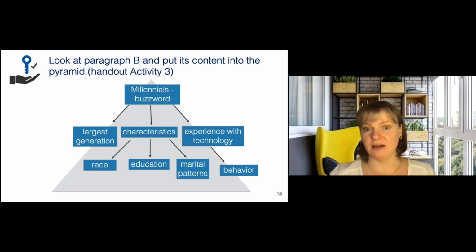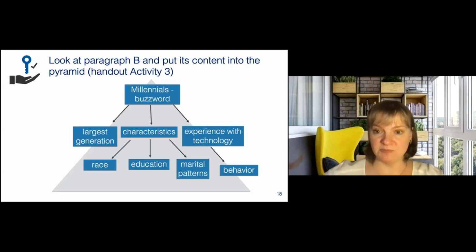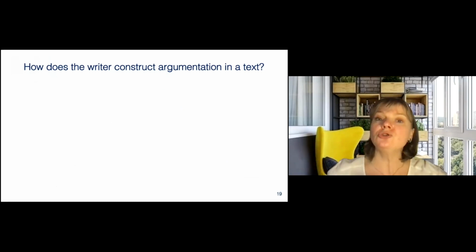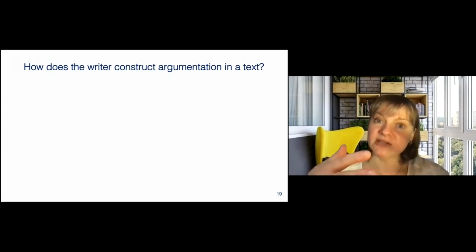Why? Because it's the largest generation. Characteristic features in terms of race, education, and marital patterns, experience with technology, which influences their behavior. And as a result, teaching schemes. So mostly we've got the same ideas, which helps us draw a conclusion that the text is really reader friendly, reader centered.